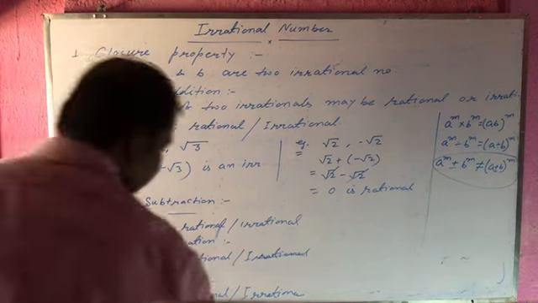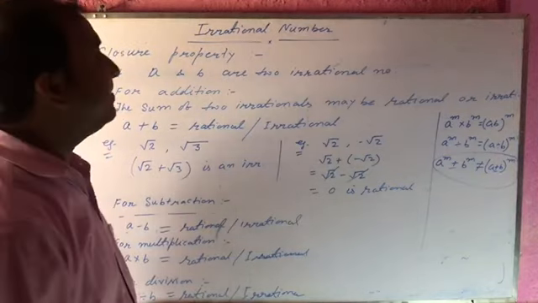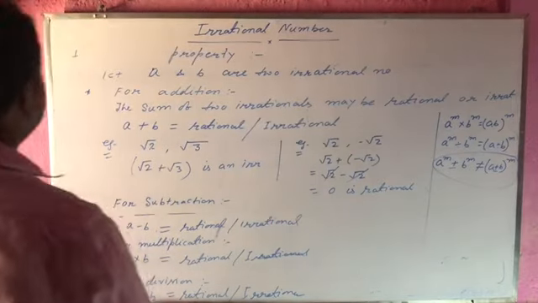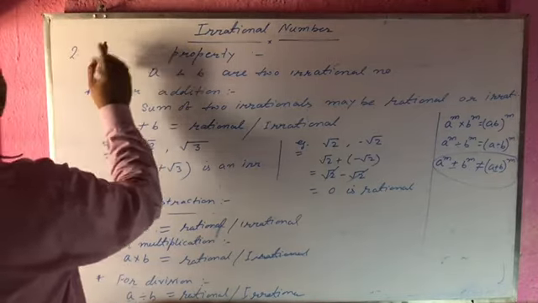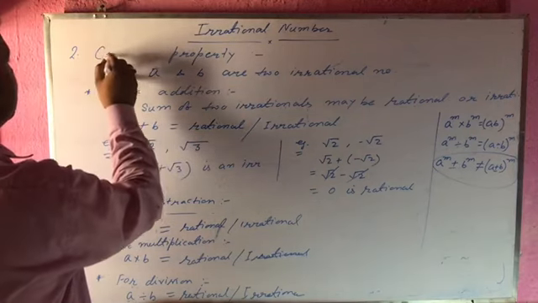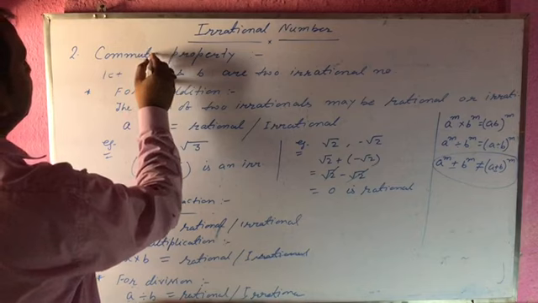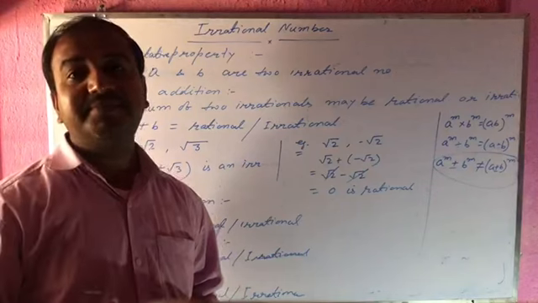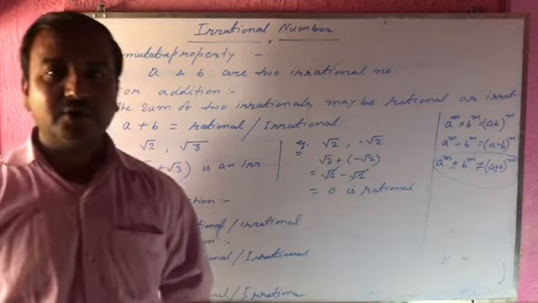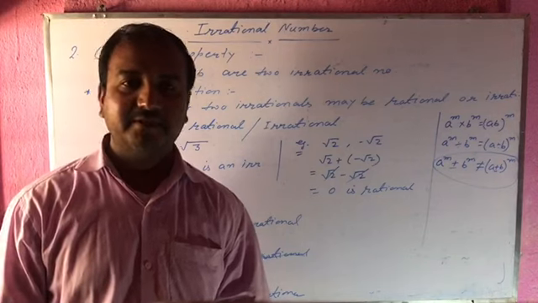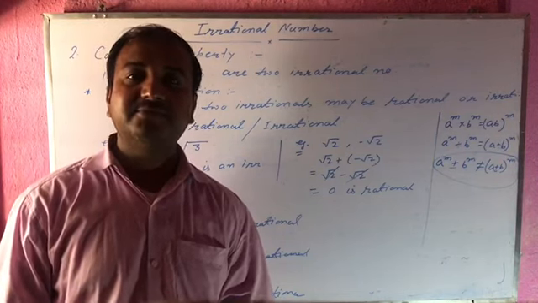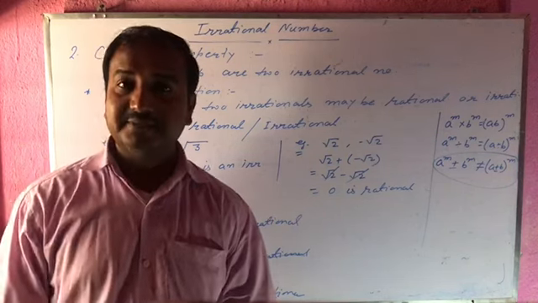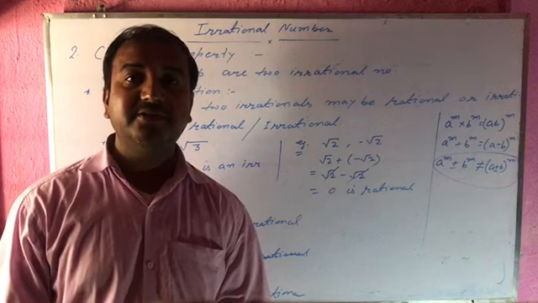Okay, well, now we will discuss the second property, that is commutative. Property number second, commutative property for whole numbers says that the sum of two whole numbers in any way must be equal. The sum of two integers in any way must be equal.